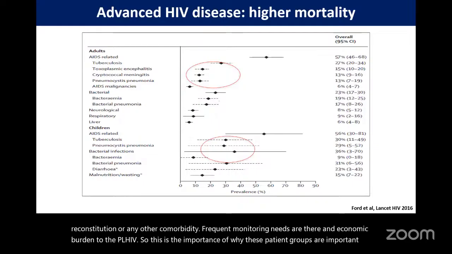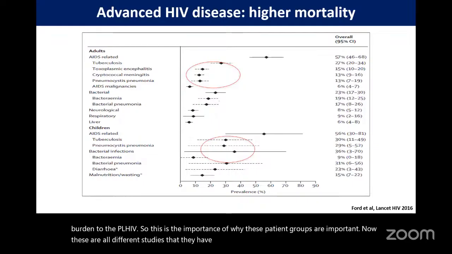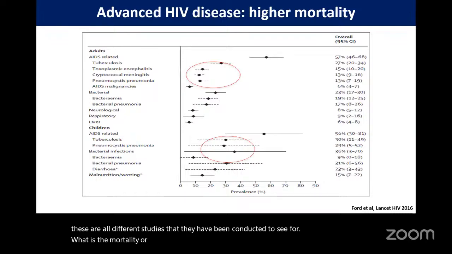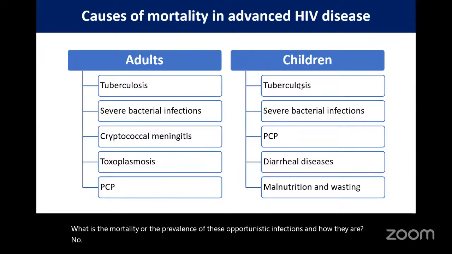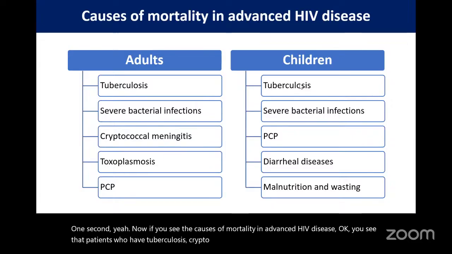Now, these are all different studies that have been conducted to see what is the mortality or the prevalence of these opportunistic infections. Now, if you see the causes of mortality in advanced HIV disease, you see that patients who have tuberculosis, cryptococcal disease, toxoplasmosis, PCP in adults, these are there, and in kids again, all those three things are there, but diarrheal disease and malnutrition wasting are the most common there.